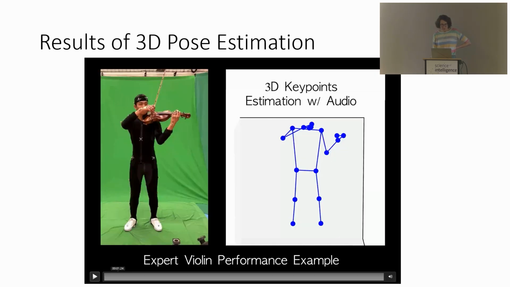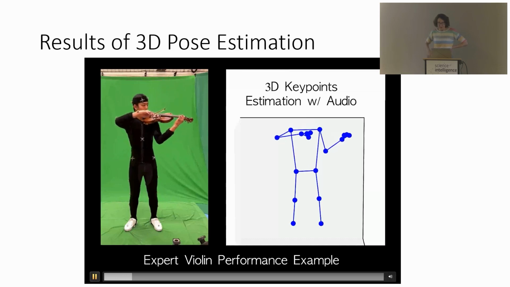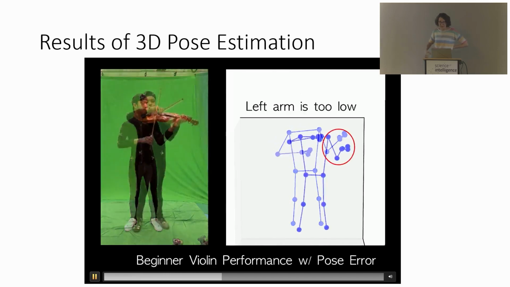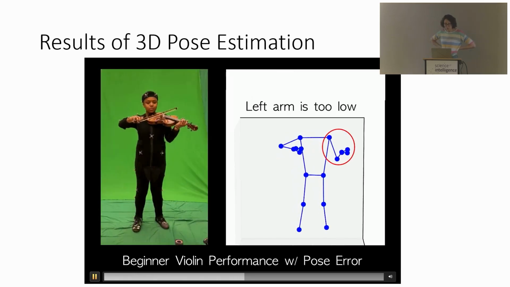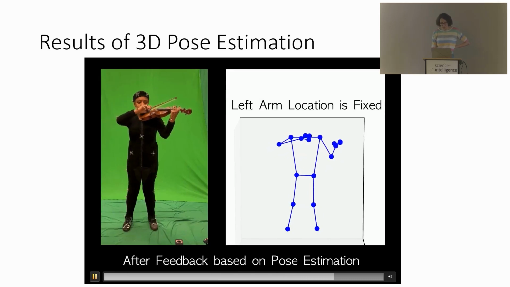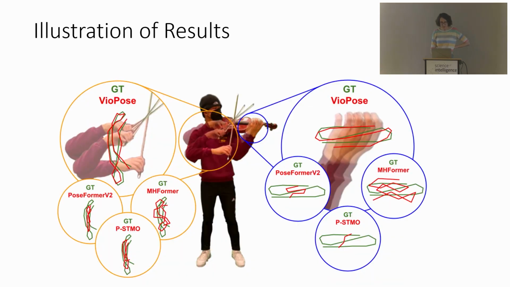So here is some example of an expert violin performance. And it now has pretty well already defined movements of the hand, the small movements, yeah? Okay, now if you have this, of course, you can give feedback now to the student. That's the idea.